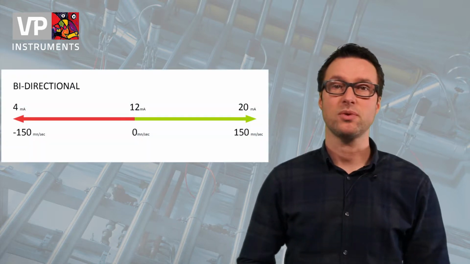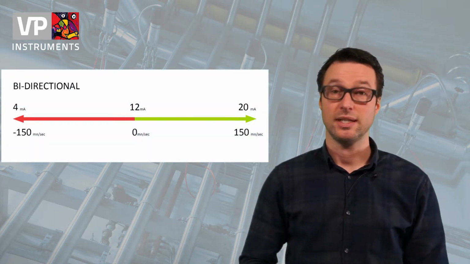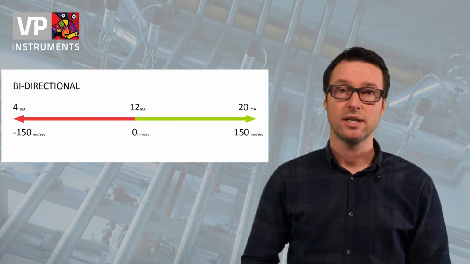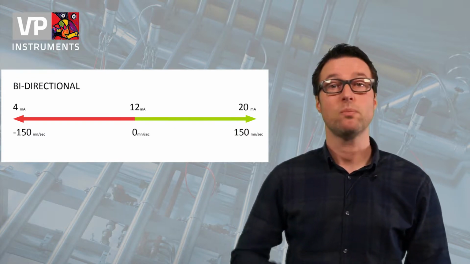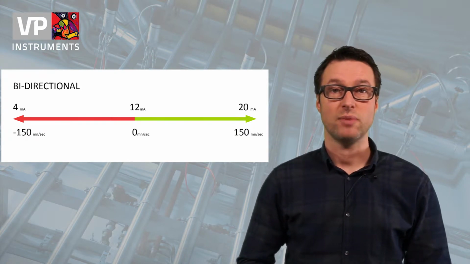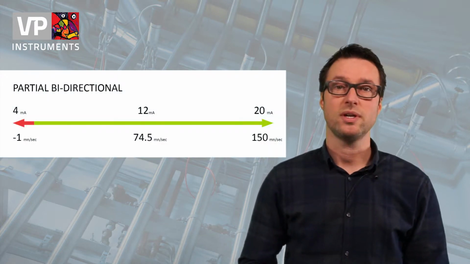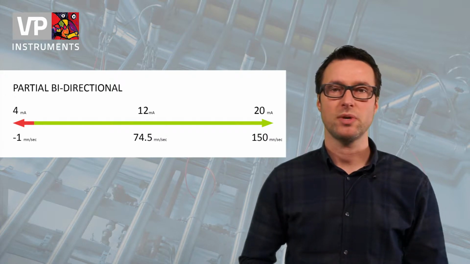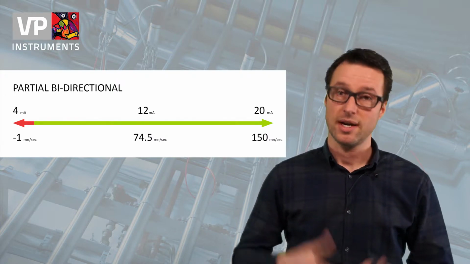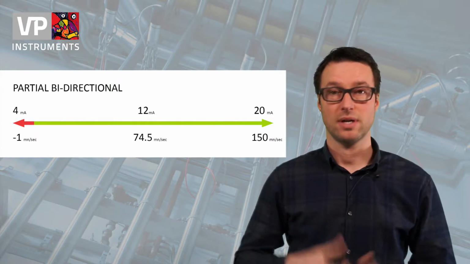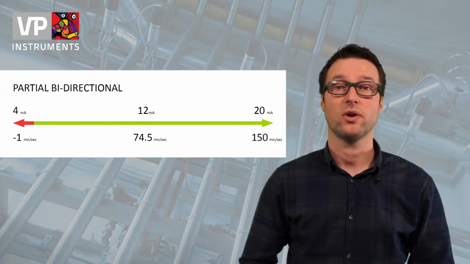The second example is bidirectional measurement. In this case, I set my 4 milliamp to minus 150, and I set my 20 milliamp to plus 150. In this case, 12 milliamp becomes 0. The third example is the partial bidirectional measurement. In this case, I only want to determine if I have negative flow. I set my 4 milliamps to minus 1, and I set my 20 milliamp to plus 150.